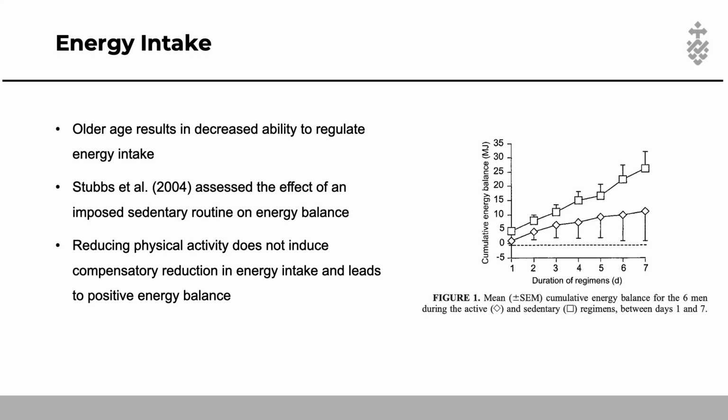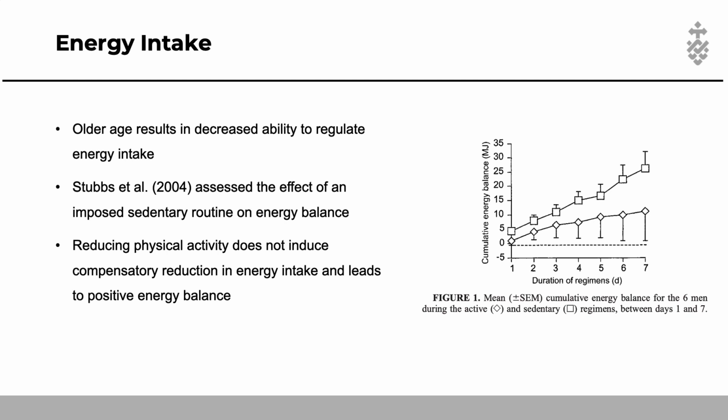So this researcher Stubbs showed that by enforcing sedentary behavior on a bunch of people over 7 days, there was a huge effect on energy balance. So this figure shows the cumulative energy balance for subjects in the study. Now, the squares reflect those who were required to be sedentary for the duration of the experiment, and the diamonds are the subjects who are allowed to be active and maintain their physical activity during the experiment.